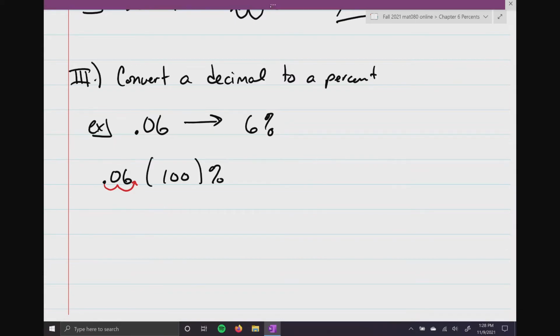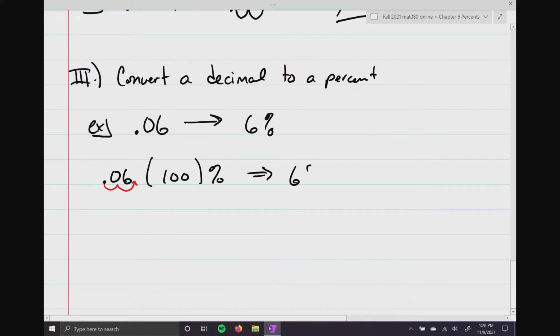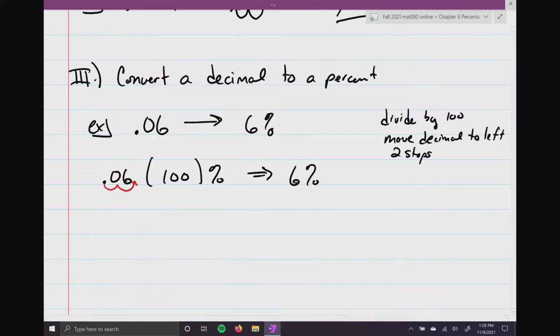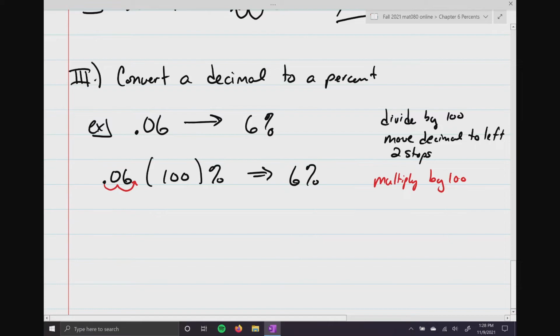So remember, and I'm going to write this off here to the right-hand side. If you divide by 100, move the decimal to the left 2 spots. In red, if you multiply by 100, you're going to move the decimal to the right 2 spots. How about I just write 2 places, which is what I should have written up here, but I didn't. All right, there we go.